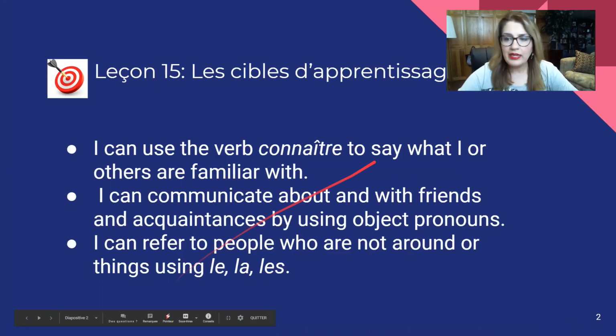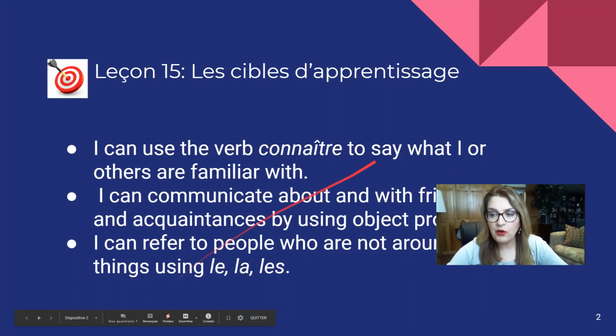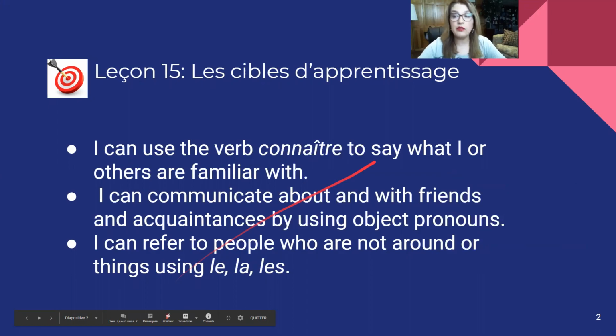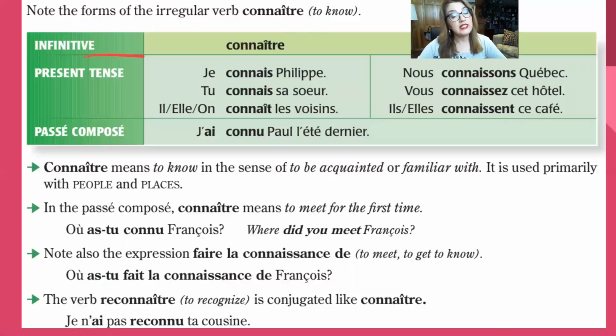D'accord. So right away, we will start with the grammar elements, which is the verb connaître. And actually, it's grammar and vocab because we have to learn that the verb connaître means to know. And we will have to learn the conjugation. So note the form of the irregular verb connaître. It's an irregular verb. It means it is not a regular RE verb.